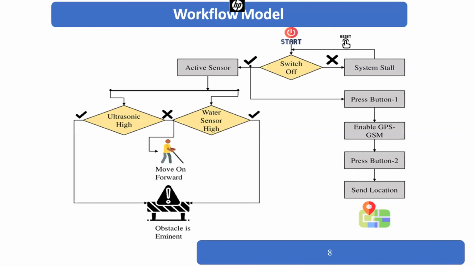Next, all sensors are active as soon as the system is turned on. When the primary ultrasonic sensor is high, the buzzer sounds. The secondary ultrasonic will also buzz if it detects any hole, stair, or objects. Finally, the water sensor will beep loudly and the buzzer will also sound if it detects any dampness or water.